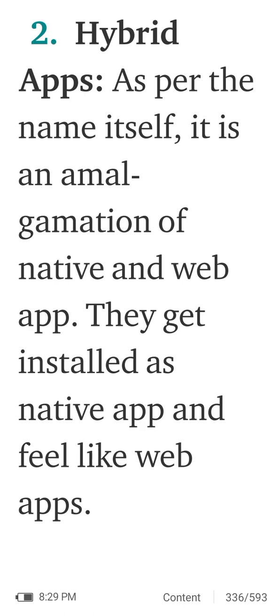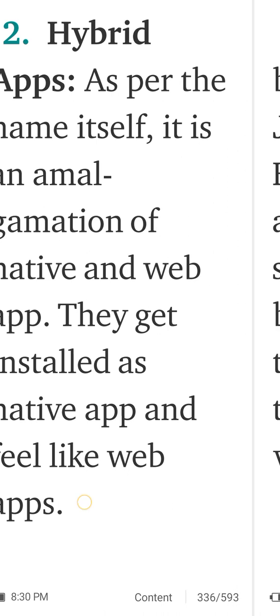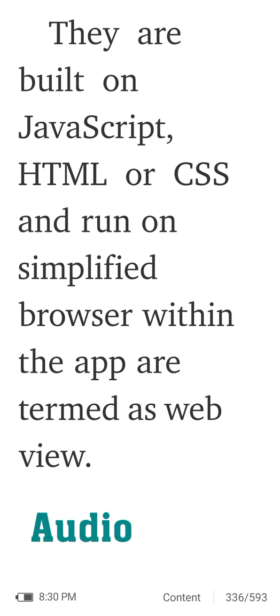Then hybrid apps, as per the name itself, are an amalgamation of native and web apps. They get installed as native apps and feel like web apps. They are built on JavaScript, HTML, or CSS and run on a simplified browser within an app, termed a web view.